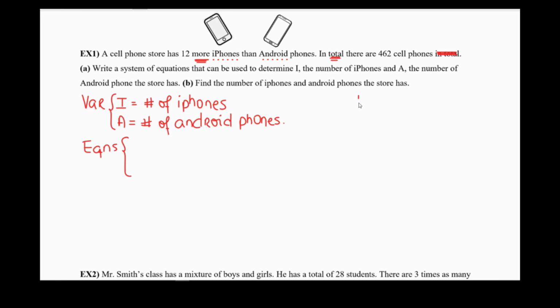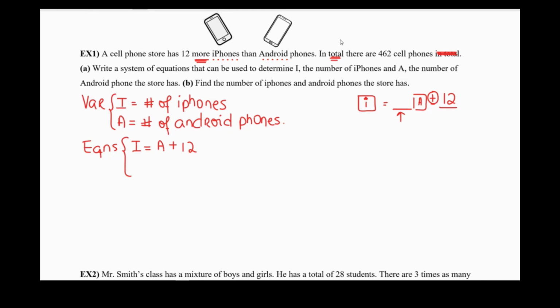Remember the formula? So when I look at this sentence, the first variable that appears is the iPhone. And then if I look for a multiplier, there's none, so I can go ahead and leave it blank. The second variable will be the Android, and because it's more, I know it's going to be addition, and the number that I'm going to add is 12. So right there, I can write my first equation, which is I equals A plus 12.